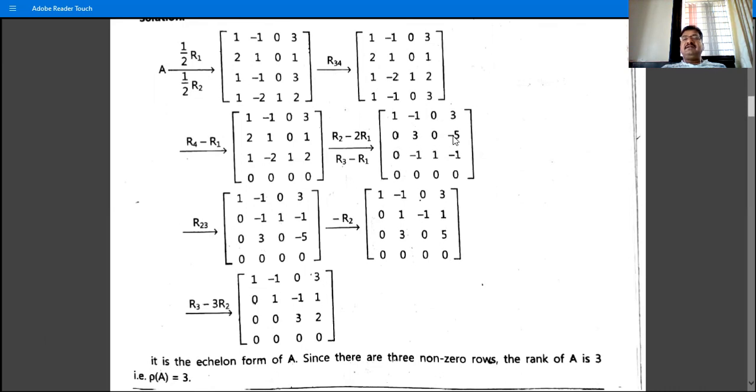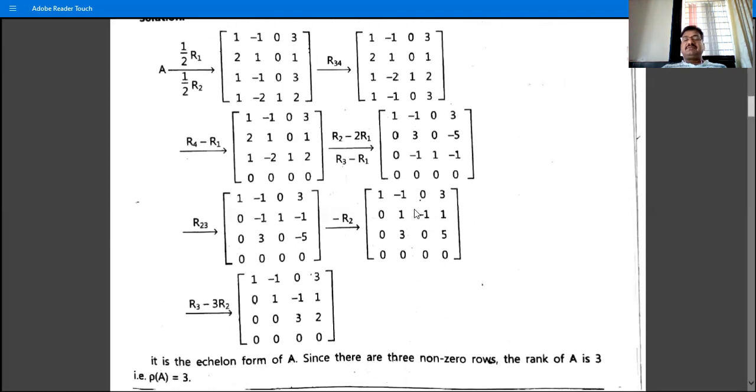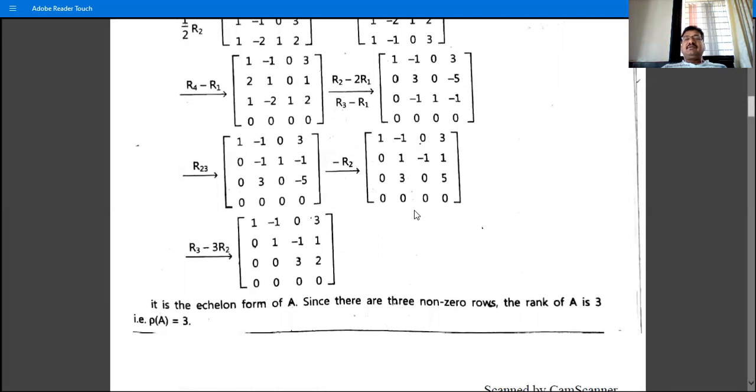If you apply 1 by 3 R2 operation, then we have a fractional number. To avoid the fractional number, after these two operations, that is R2 3, interchange the second and third row, and then multiply the second row by -1, we have 1 at this place. So I avoid fractional numbers, because calculation with fractions is somewhat tougher than this calculation. So avoid fractional numbers as far as possible.